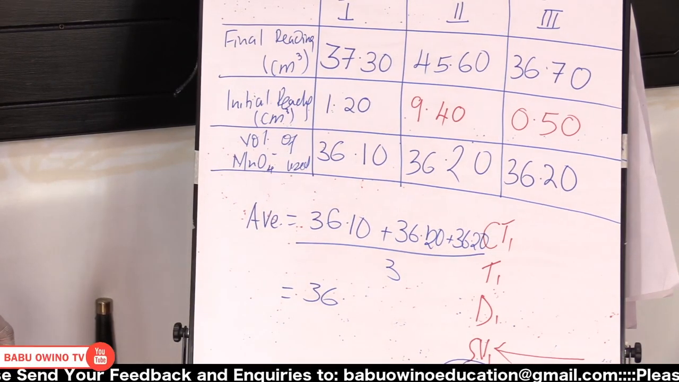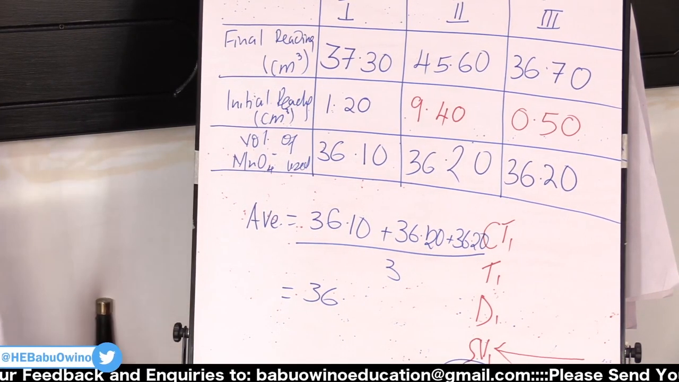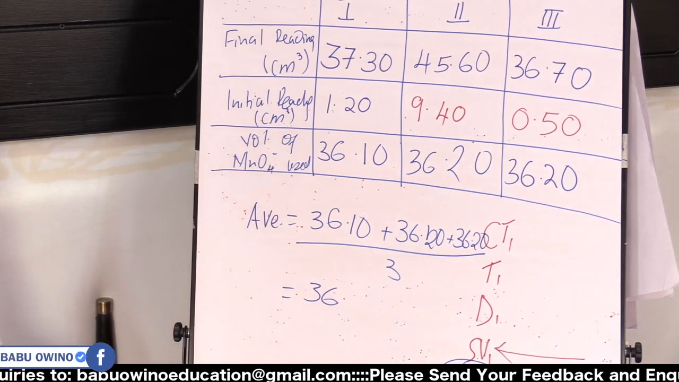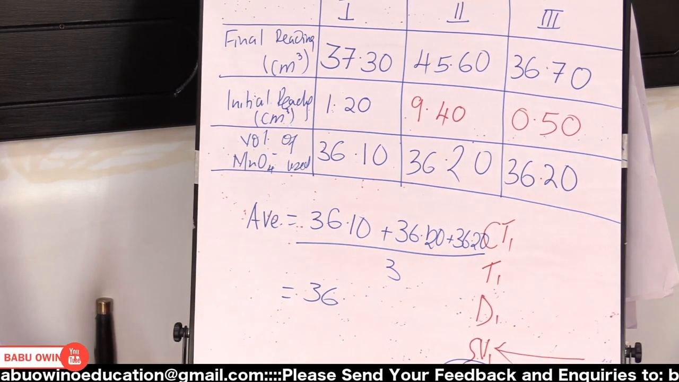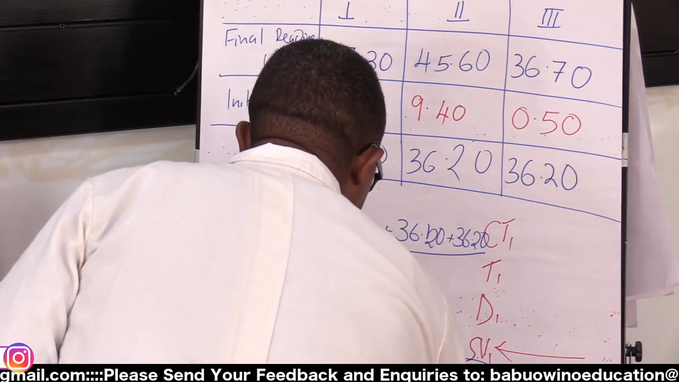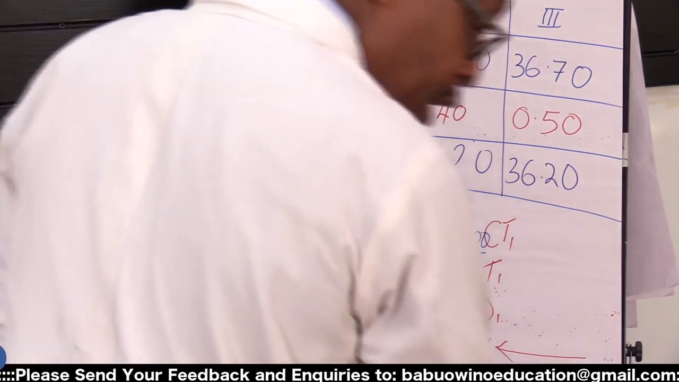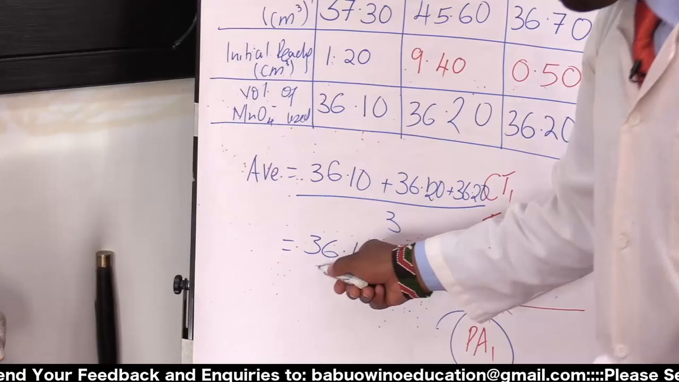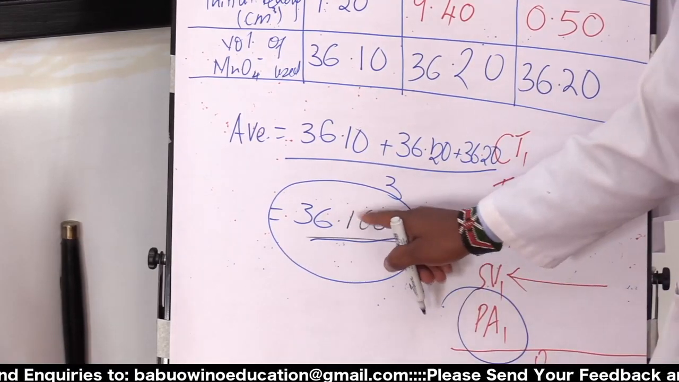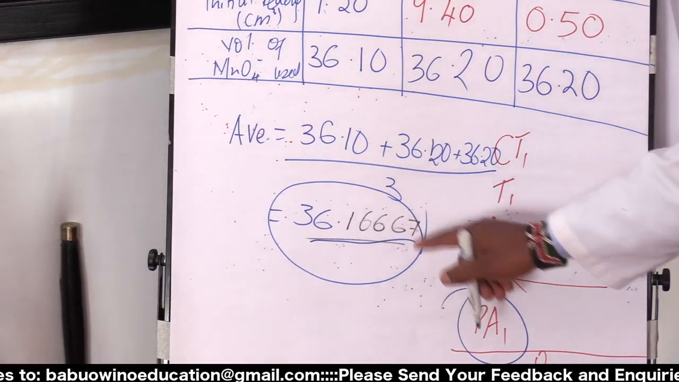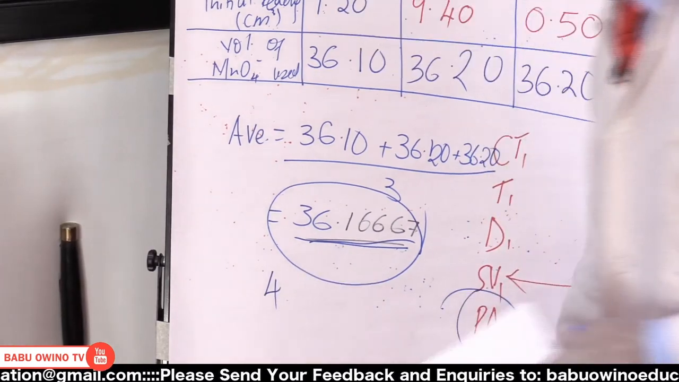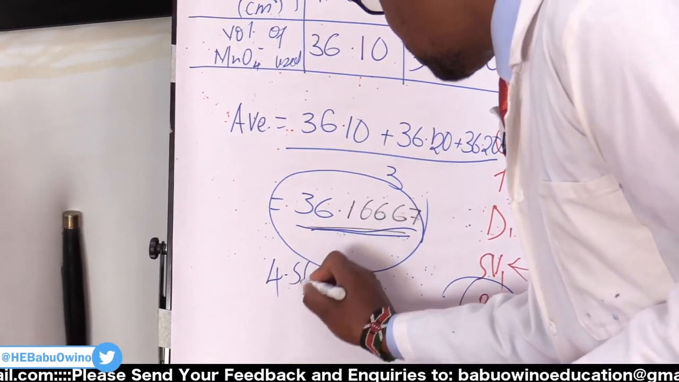36.10 plus 36.20 plus 36.20 divided by 3. 36, and very important, this is 36.1666 recurring. Now, very important here, class, remember, when you get such a value from your calculations, you cannot record it like this. You cannot record it like this because these values are from a burette. So you come here and give your answer to 4 significant figures.